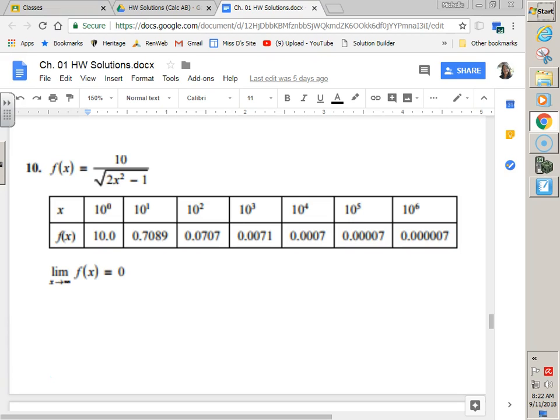Number 10. How did they approach infinity? Well, they said 10 to the 0, 10 to the 1, 10 to the 2: 10, 100, 1,000, 10,000, 100,000, a million. Could you have done 17 and 170 and 500 and 2,433? Yeah, all you needed was the table to get bigger. Wait, did they give you the table? Oh, so you were just plugging in. It's getting closer and closer to 0.